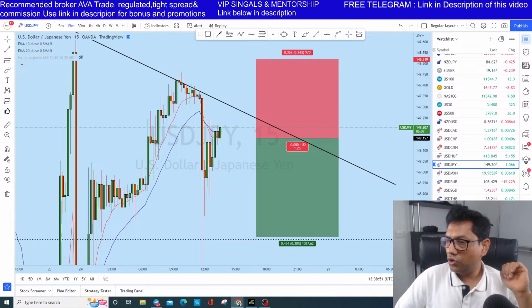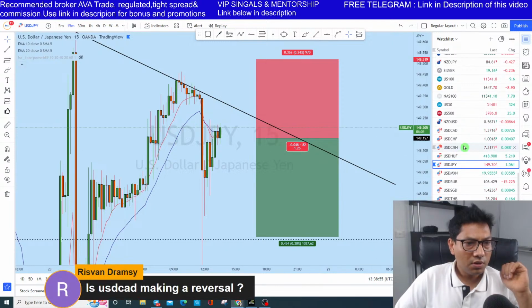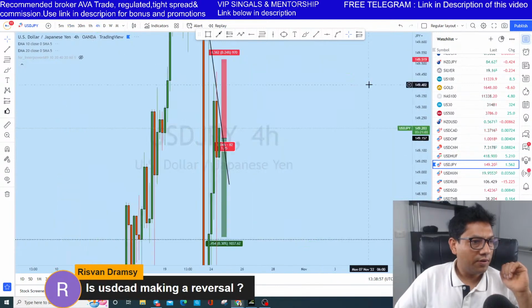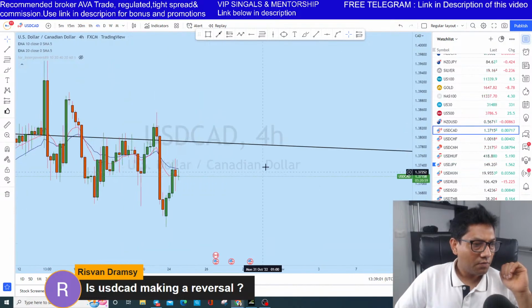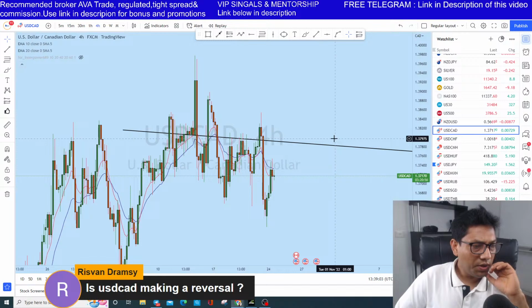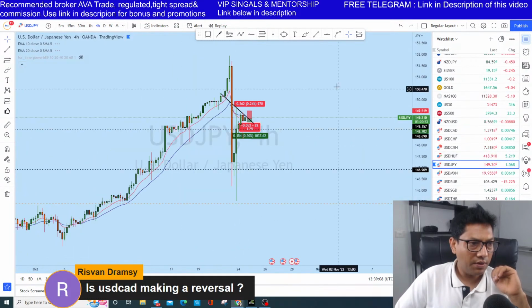Good afternoon, coach from Nigeria. Thank you very much. Someone asks if USD CAD is making a reversal. Let me look at the USD CAD candle. It looks to me to be still short-term bearish. We'll look at it.